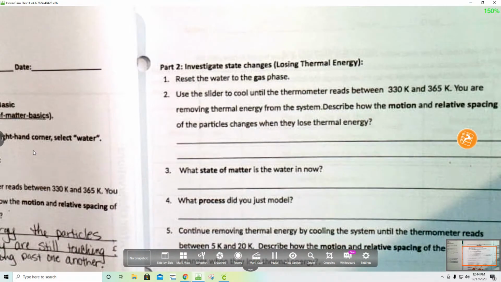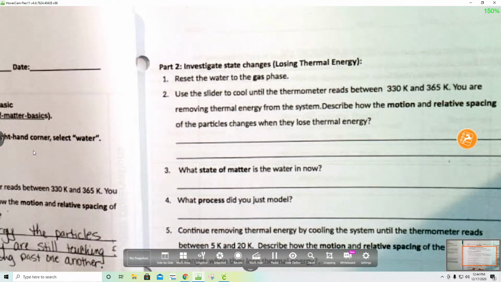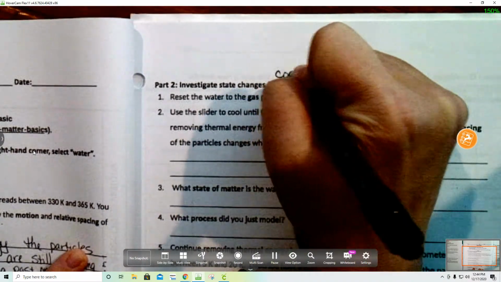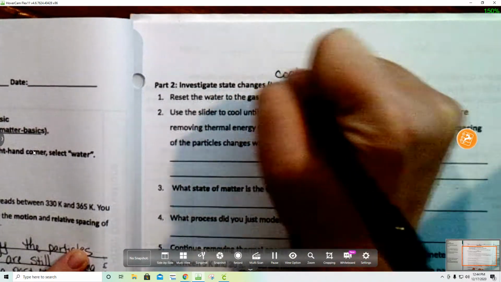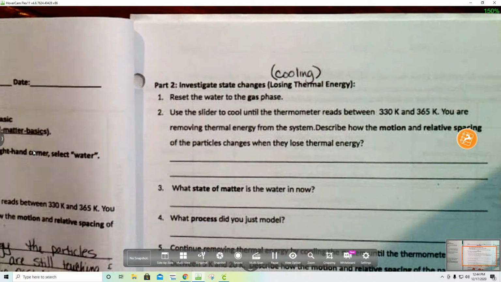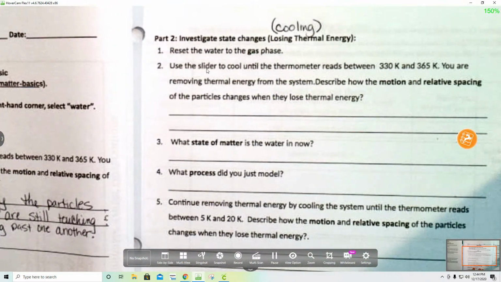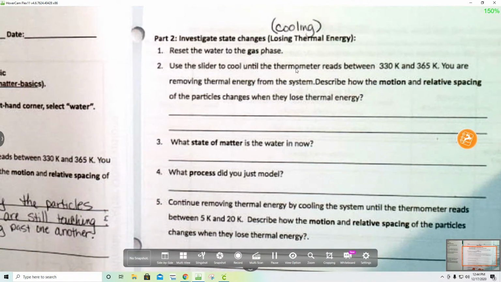This is losing thermal energy. Well, if we were gaining thermal energy and that meant heating, losing thermal energy, that's right, that means cooling. Okay. All right, it says to reset the water to a gas phase, use the slider to cool until the thermometer reads between 330 and 365. You are removing the thermal energy from the system. Describe how the motion and relative spacing of particles changes when they lose thermal energy.